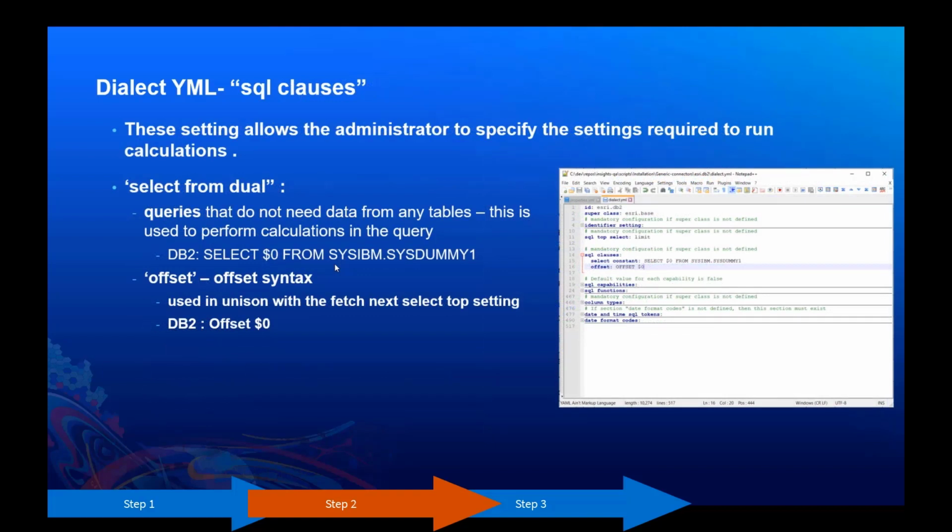The SQL clause section sets the dual setting, which allows us to do calculations without querying any specific table. The syntax is as follows: select some variable from sys ibm.sysdummy1. The next setting is the offset setting. This is used in unison with the fetch next select top setting. It shows the expected syntax for the offset function.